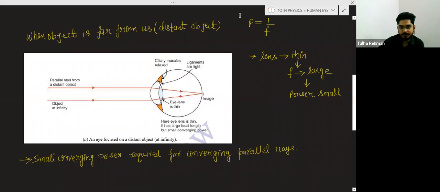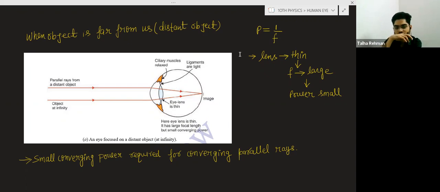And here this P is power, and F is focal length. Don't compare this power with that 9th class power, rate of doing work, that is a different power. This is known as optical power or converging or diverging power.